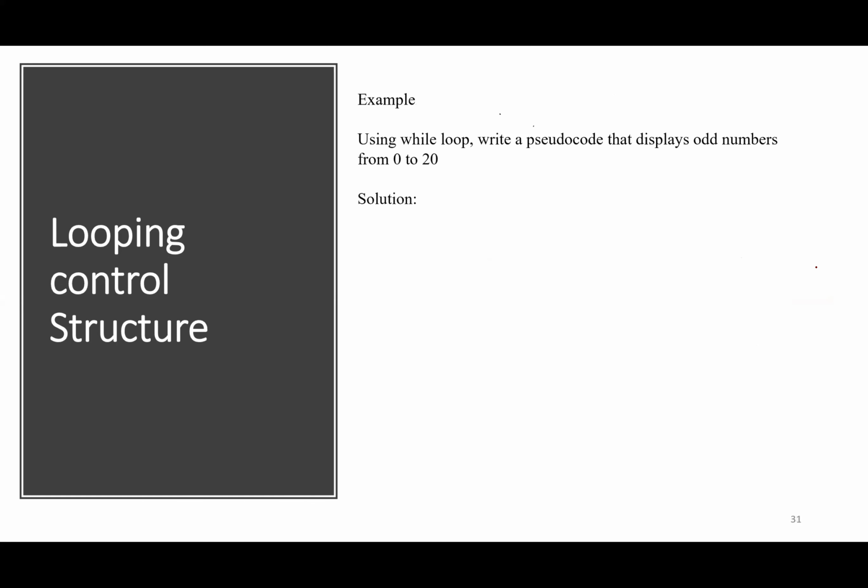Example. Here we are asked to write a pseudocode which displays odd numbers from 0 to 20 using a while loop. Now, how should I write this pseudocode? First, I declare variables. Let's say I as integer.